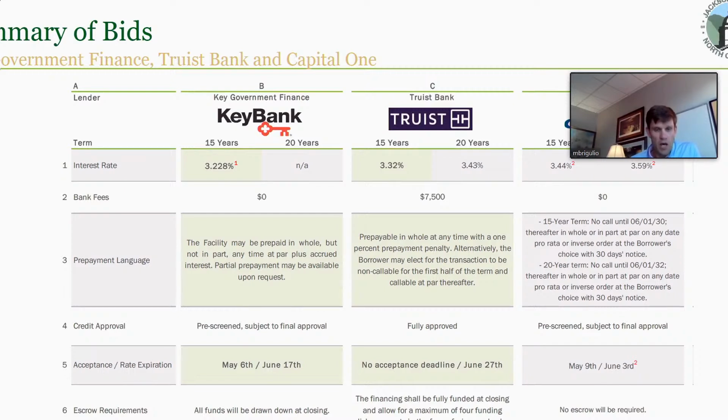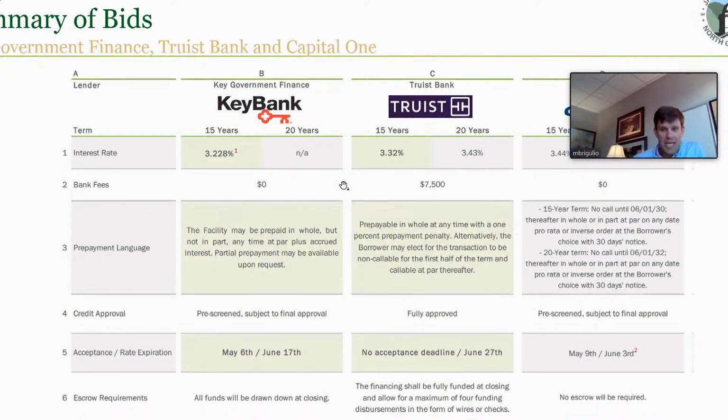So currently, the lowest rate we received from a bank is from Key Bank. That was a 3.228% interest rate. Truist provided an interest rate slightly higher at a 3.32%. Not shown here is Webster Bank. They were closer to Key Bank at a 3.24% interest rate.